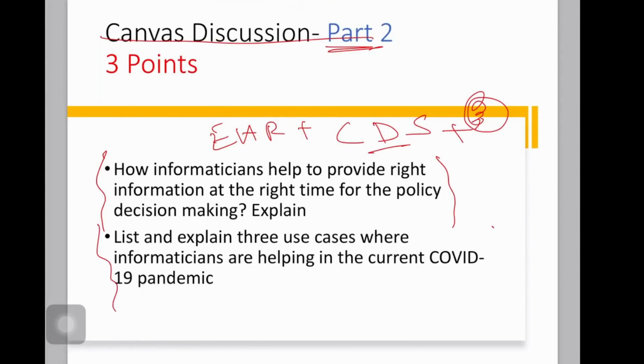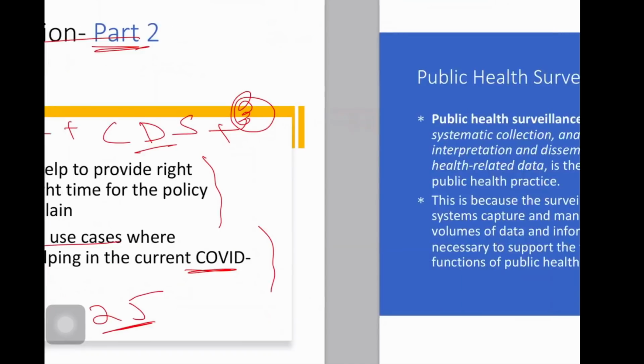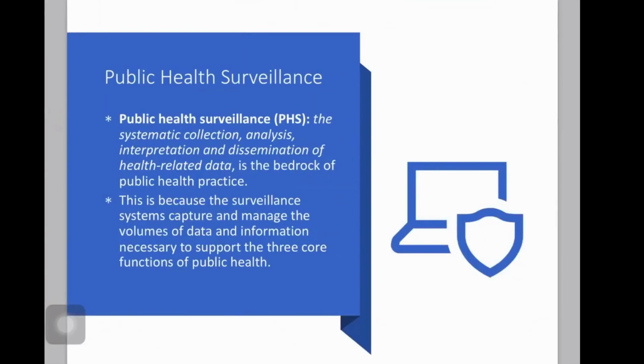The second part: you will list and explain 3 use cases where informatics is helping in the current COVID-19 pandemic. Now you have the idea of how we are making informed decisions in the COVID pandemic. When you watch this video, read this material, and also do some research, you will have a clear idea of how informatics could help in the COVID-19 scenario. So this activity round will take 25 minutes, and afterwards you will go to public health surveillance.